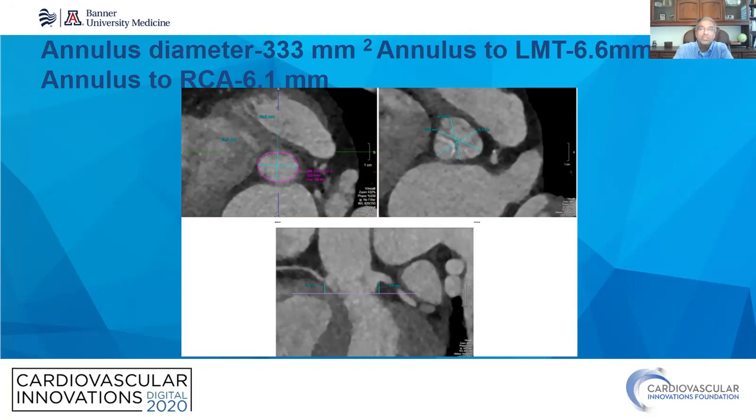Several other challenges. Annulus to left main distance was low at 6.6 millimeters, and her right coronary, though non-dominant, was felt to be also low. But as you can well see on the CT scan in the lower right panel, how low the left coronaries are and how effaced the sinotubular junctions are. All of these things were concerns and make this an extremely challenging balloon expandable valve case.